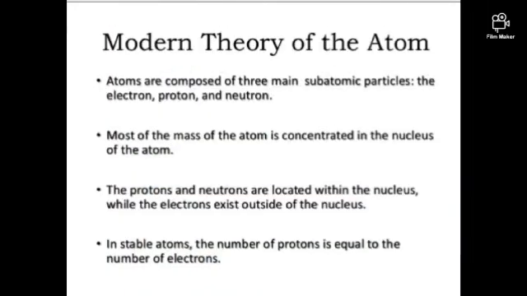Now this calls for the modern theory of atoms. So now we should know how we know the atoms now. Atoms are composed of three main subatomic particles: the electrons, protons, and neutrons. Most of the mass of the atom is concentrated in the nucleus. The protons and neutrons are located within the nucleus, while the electrons exist outside the nucleus. In stable atoms, the number of protons is equal to the number of electrons.